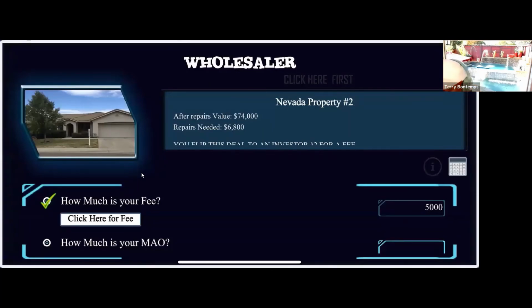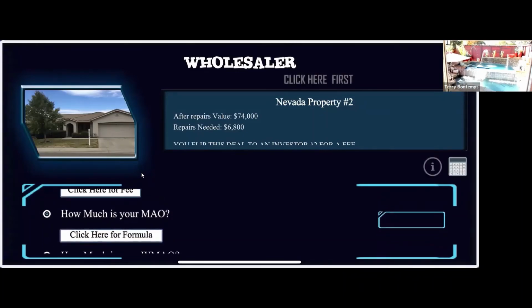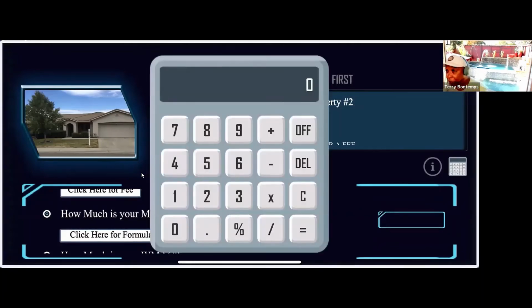Look at the next question. What does it say? How much is your mayo? Remember the formula for mayo, you guys. You got to memorize that. So what do you do? You get the calculator. The formula for mayo is R times 70% minus repairs. So in this situation, my R is $74,000.